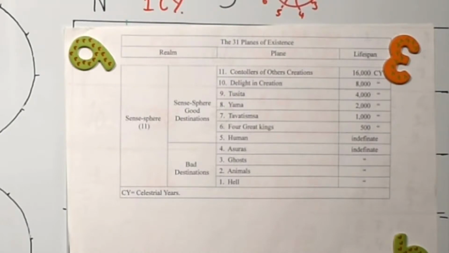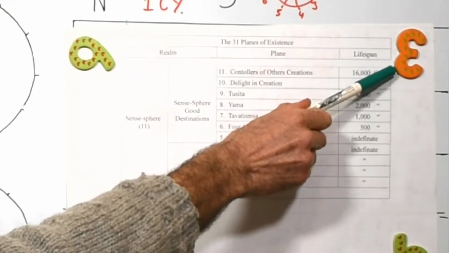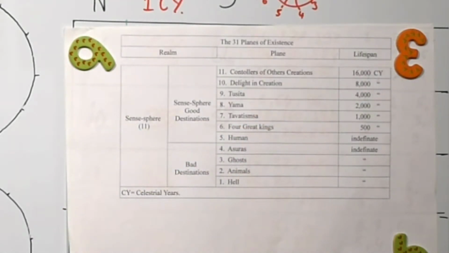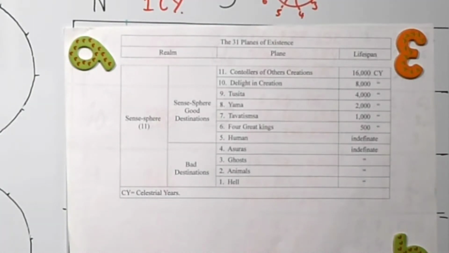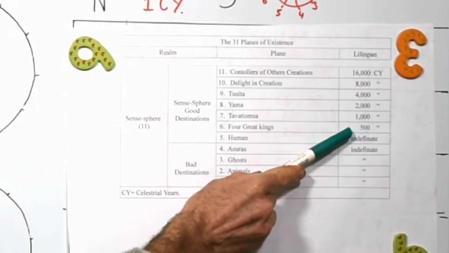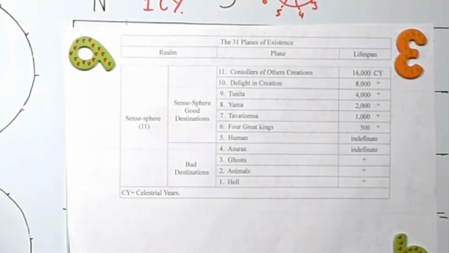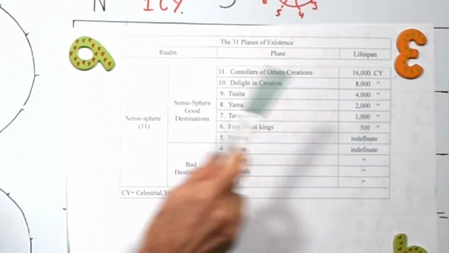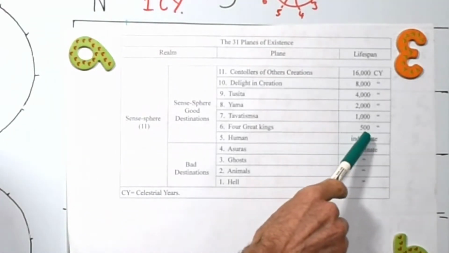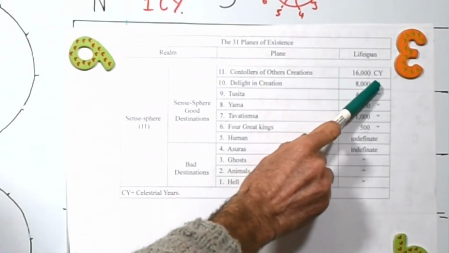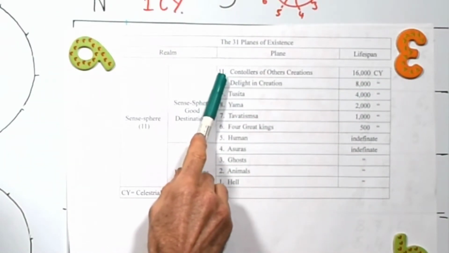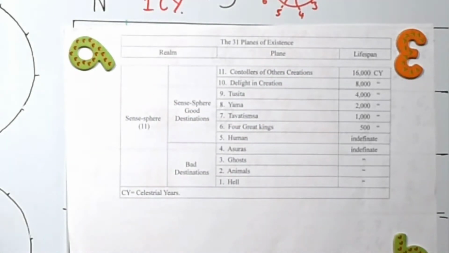However, in the sense sphere realm, where we've got the blow up here, we see that this is measured not in eons, but in CY. And these are called celestial years. So switching over to here, you can spend an indefinite amount of time in all of the bad destinations, including the human realm. And then after that, you'll spend 500 celestial years in the 4 Great Kings, all the way up to 16,000 celestial years in plane 11, which is controllers of others' creations.